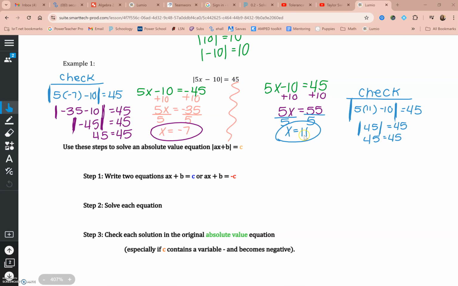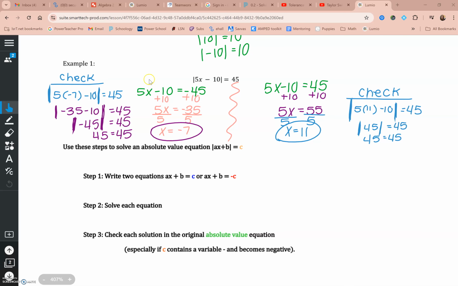So what we did was we took our x equals 11, we took our original equation, emphasis on the original equation. You have to check with the equation that the problem gave you. So we have 5 times (11 minus 10), so 5 times 11 gives you 55, minus 10 is 45, equals 45, and the absolute value of 45 does equal 45. So that one works, x equals 11, that's a good solution.